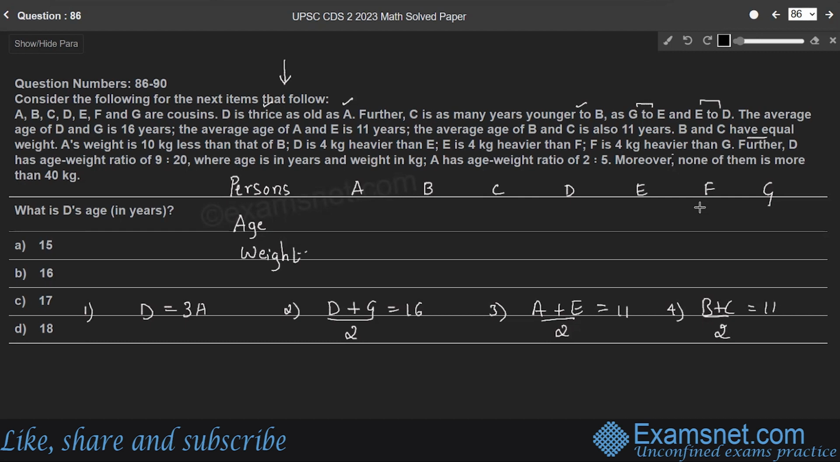B and C have equal weight. So we'll take this point later. A's weight is 10 kg less than that of B, and D is 4 kg heavier than E, and E is 4 kg heavier than F.